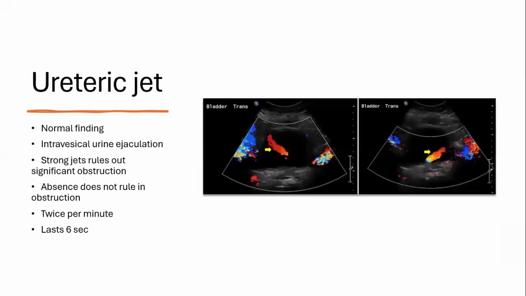Another thing that's very useful is what we call the ureteric jet. It's a normal finding. In a normal person, you'll get these jets of urine entering the bladder. A strong jet rules out a significant obstruction, but the absence does not rule in obstruction. You should have a jet at least twice per minute, lasting about 6 seconds. But even though its absence doesn't rule in obstruction, if your clinical history, your clinical exam, and your ultrasound findings are suggestive and you don't see the jet, most likely it's a stone.